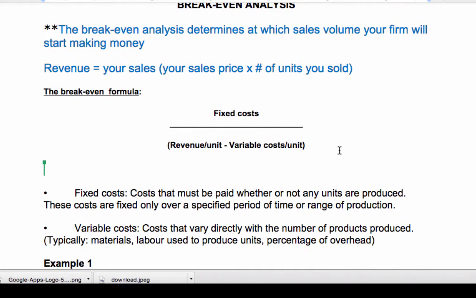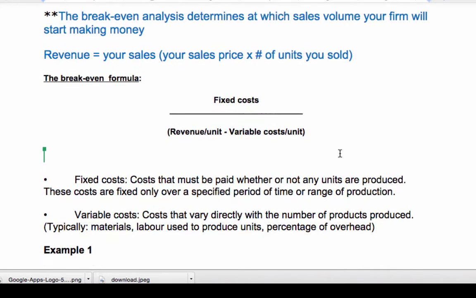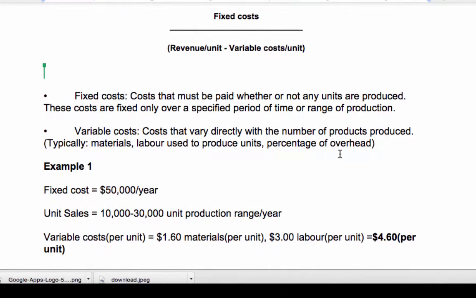Okay, so there's a formula for the break-even analysis. The formula is fixed costs divided by your revenue minus variable costs. So let's talk a little bit about what fixed costs are and variable costs. And this is going to take us into our accounting unit a little bit. So first of all, fixed costs. These are costs that must be paid whether or not any units are purchased at all.